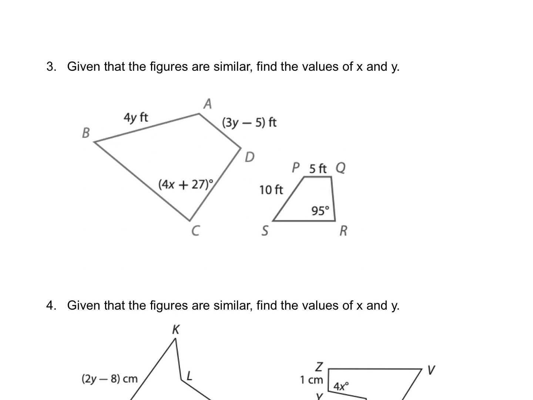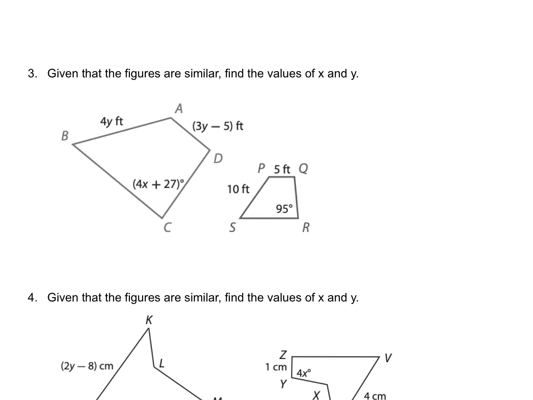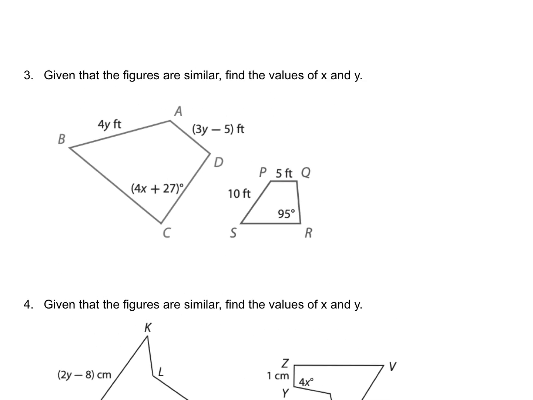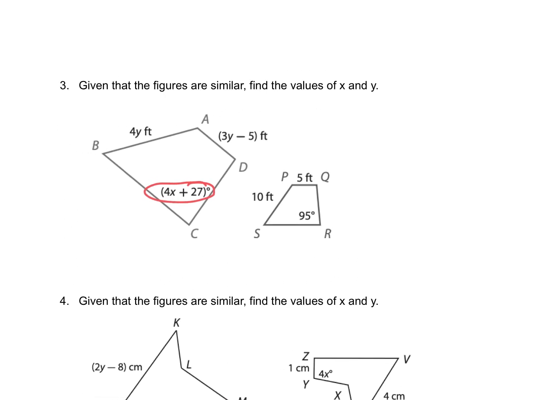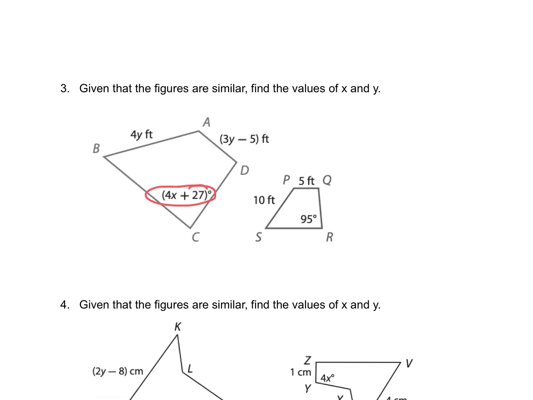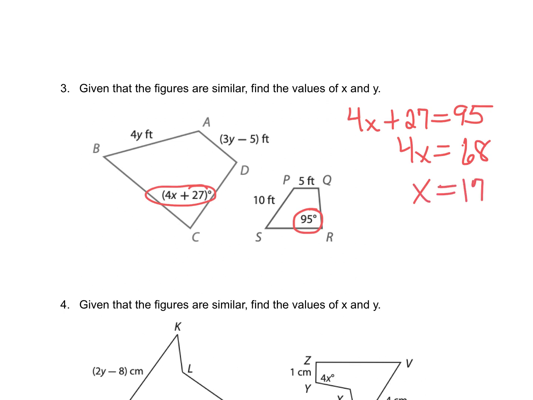Given that the figures are similar, find the values of x and y. Okay, well, the angle is easy. All right, here's an angle. Angle C is going to map to angle R. So I just have to set them equal to each other. And we're good. Let's see, so 4x equals 68. Yep. And then x equals 17.